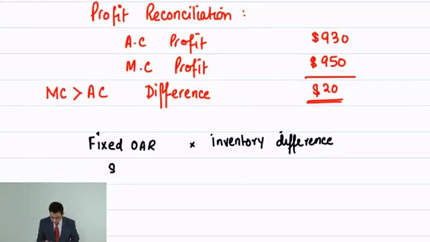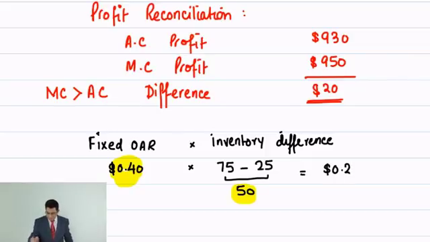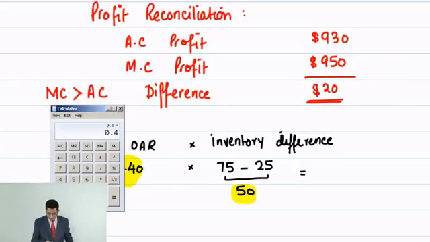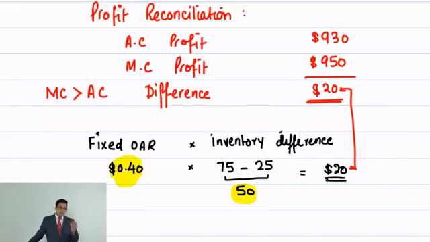Fixed OAR was 0.40 and for the inventory difference, opening inventory is how many? 75 units and closing inventory is 25 units. So inventory decreased from the beginning to the end of the period, and the inventory difference is 50 units. And 0.4 multiplied by the inventory difference, do we not get the same $20? 0.4 into 50, $20. And that's what we are saying. There is no problem or mistake. It is just because of including fixed cost in inventory or not including fixed cost in the inventory under marginal. Otherwise everything is perfectly okay.